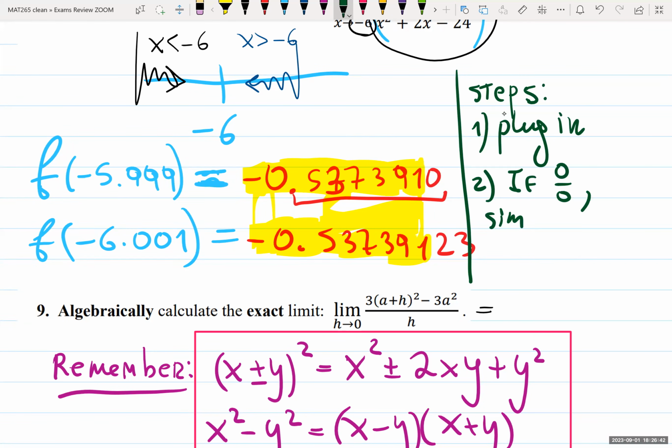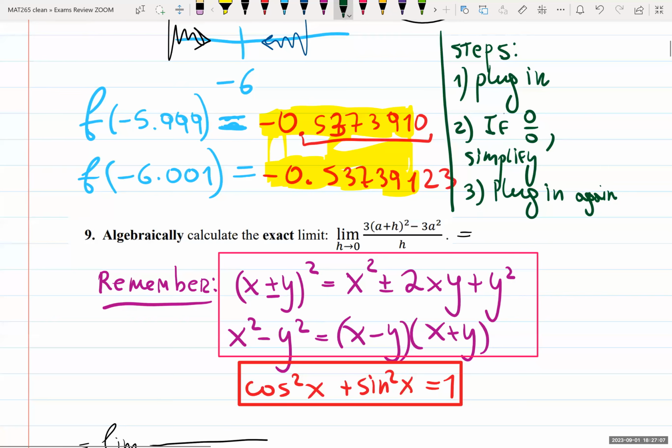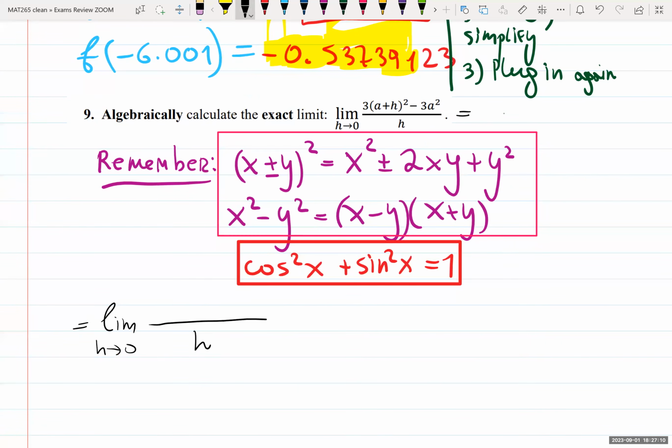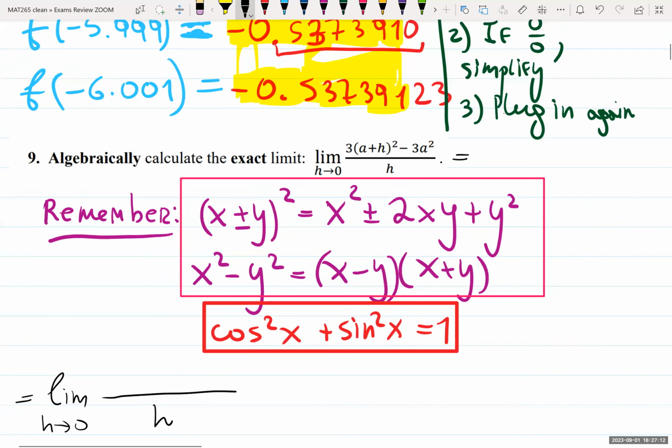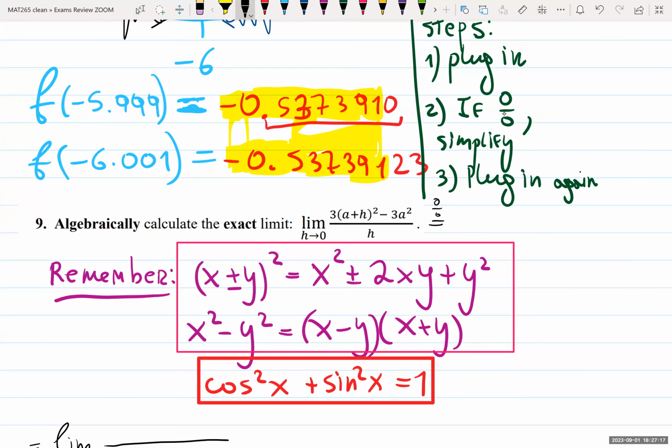So you need to simplify. And usually we're using these formulas to simplify or multiply by the conjugate. Those are like 3 major cases. Simplify: you create a common denominator, you use square of sum, square of difference, sine squared plus cosine squared, and the conjugate. Third, plug in again. And then you repeat if it did not work. That's a cycle. So in this case, let me plug in h equals 0 and see what's going on. I plug in h equals 0 and I have a 0 over 0 case. Not good. Then I go to step 2.